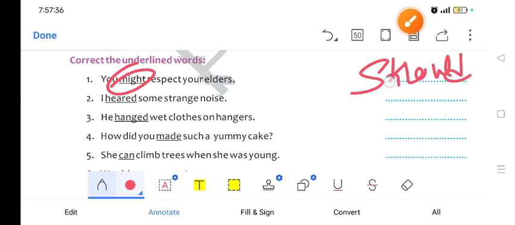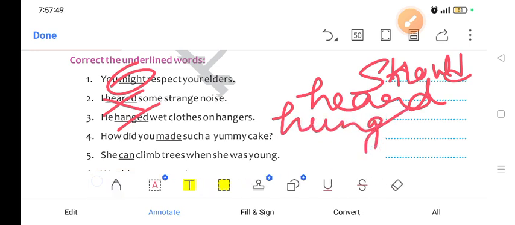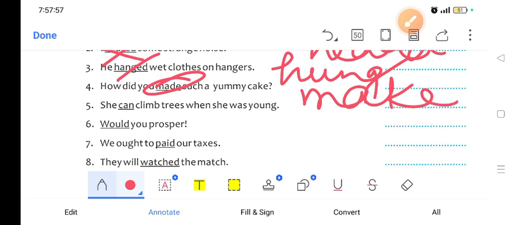Okay. Next is I heard. No, this one is correct. The correct spelling is heard. Next, he hanged. No, hung. Hanged means to execute by hanging. We don't hang clothes that way. How did you make? We use here the first form because did is already used. So we will put here make. She could climb or she may climb. Okay, both are correct.